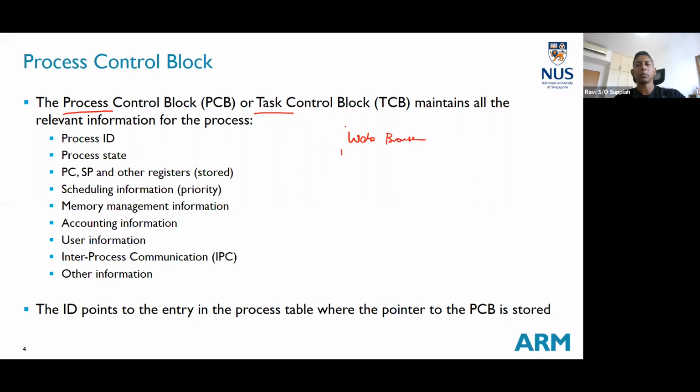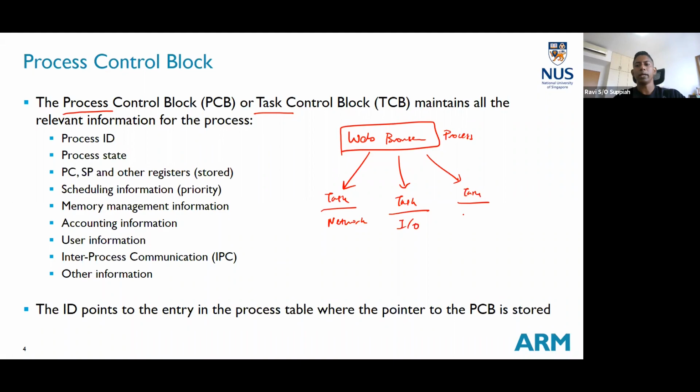Take for example, you launch a web browser, and I say that this is a process. For this process to run, what do I need? I need a task that can do networking, because I need to send and receive data packets through the network. Then I also need a task to interface with my IO, and a task to communicate with my screen. So you may have a different task for different activities that your process aims to carry out.